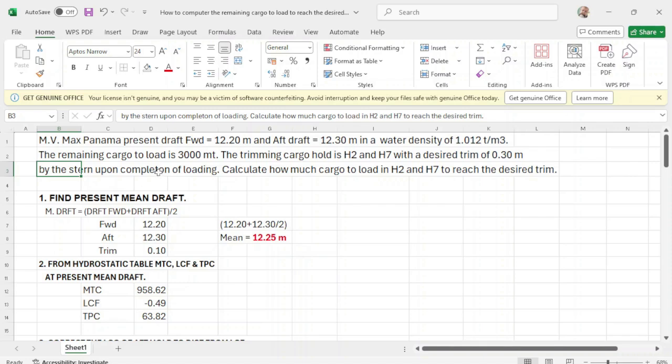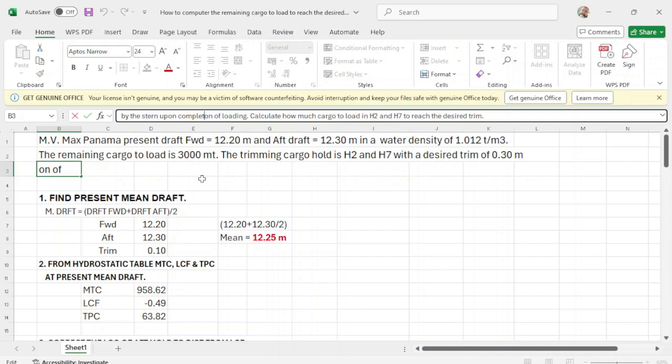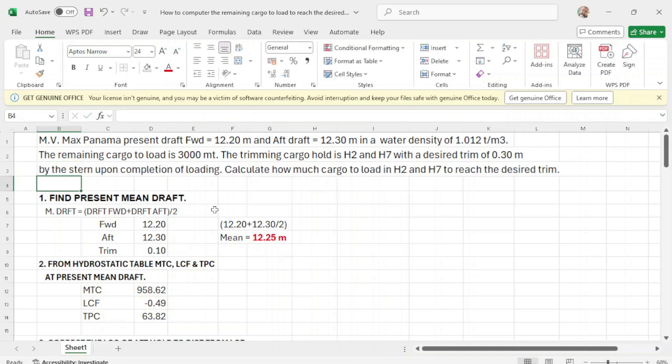Upon completion of loading, calculate how much cargo to load in hold number 2 and hold number 7 to reach the desired trim.